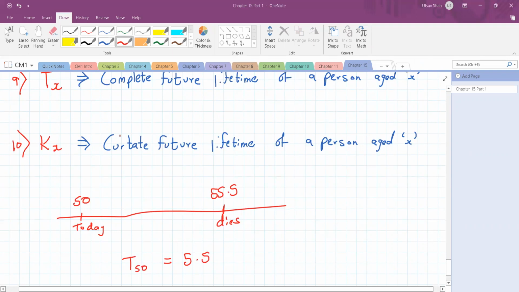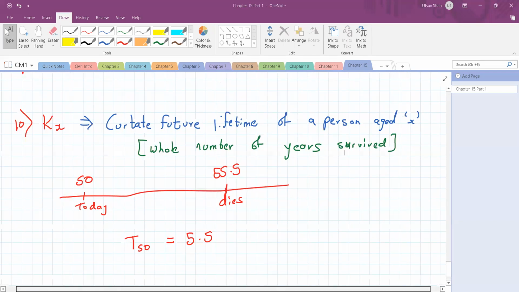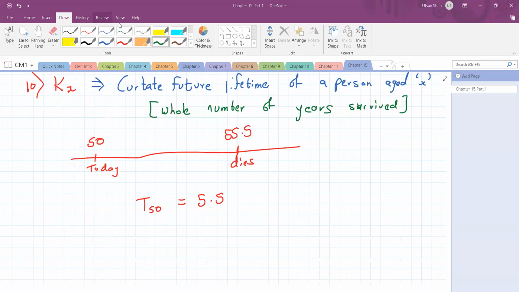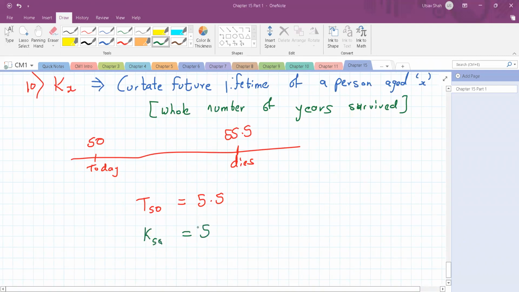Okay. What does curtate mean? Curtate means whole number of years. Whole number of years survived. Not exact, but in whole numbers. So how many whole number of years did he survive? He survived 5.5. He did not survive 6. He only survived 5 full years. So therefore, K50 becomes 5 because he survived 5 full years. Understood?